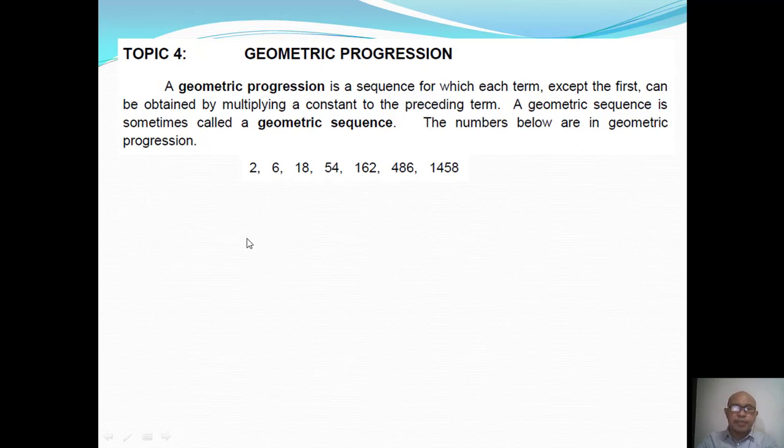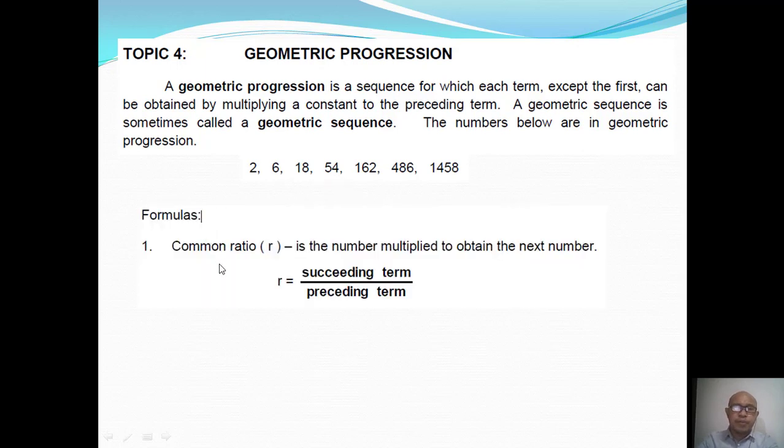So the formulas for geometric progression: first, we have the common ratio R. The common ratio is the number multiplied to obtain the next number. If we are given a series of numbers which are in geometric progression, the common ratio can be computed, and that is equal to the succeeding term divided by the preceding term. So let's say 54 divided by 18, that is 3. 18 divided by 6, that is 3. So R is the common ratio.